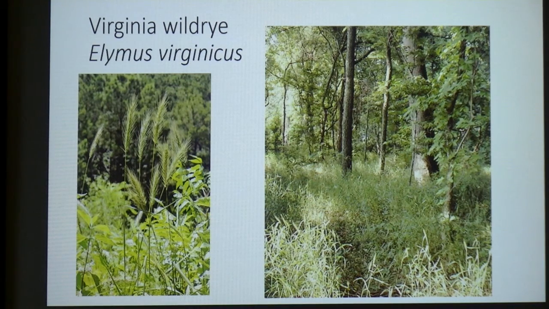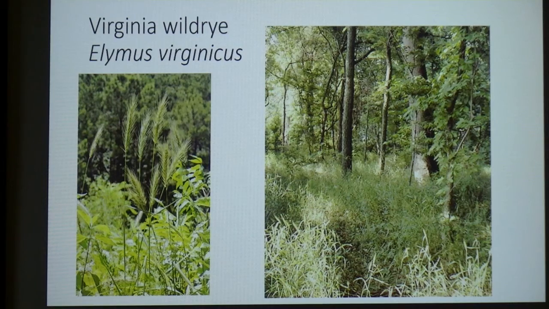This is Virginia wildrye, Elymus virginicus. Looks a lot like cereal grain. The seeds have a whole lot more attachments on them than do cereal grains. If you tried to make rye bread out of that, it would be very, very fibrous.